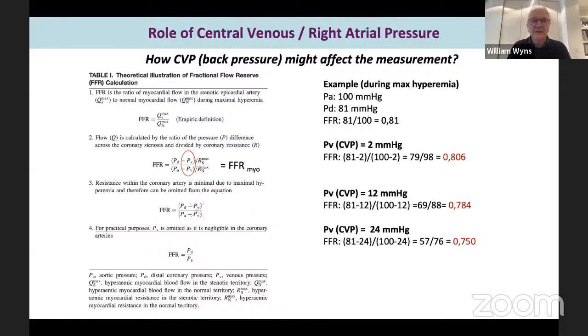And if it's low, which is the case in 90% of the patients you're looking at, say 2 millimeters, it doesn't really matter much. It's 81 minus 2 divided by 100 minus 2, that is still 0.81. But if you have a much larger increase of right atrial pressure, then it can matter. For instance, that's the extreme case. Suppose you have a right atrial pressure of 24, same story.